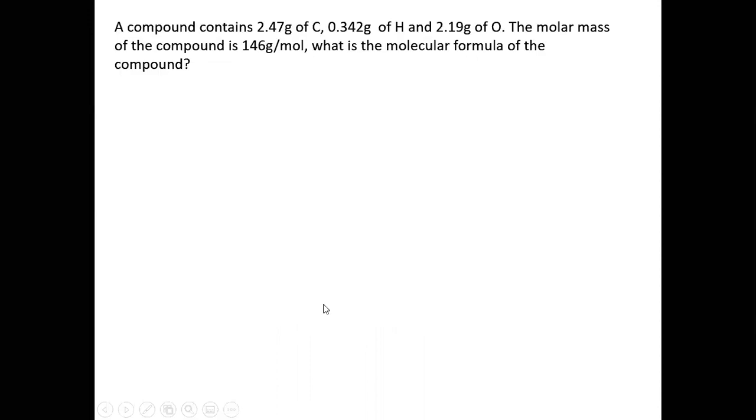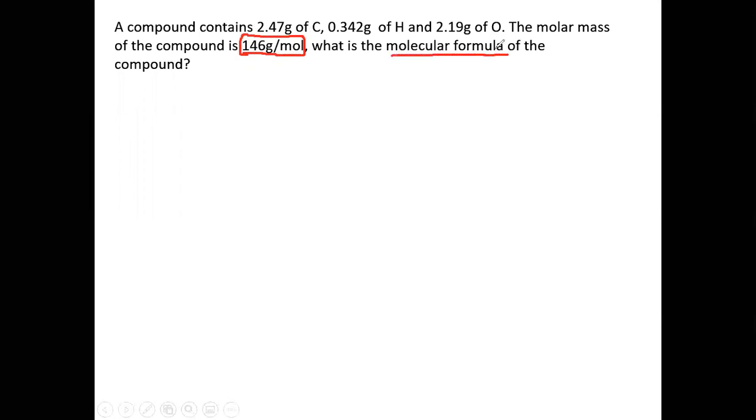So here we have a compound that contains 2.47 grams of carbon, 0.342 grams of hydrogen, and 2.19 grams of oxygen. It tells us the molar mass of this compound is 146 grams per mole. What's its molecular formula? So again, this 146 grams per mole is the molar mass of the molecular formula. So we're not going to use this just yet.